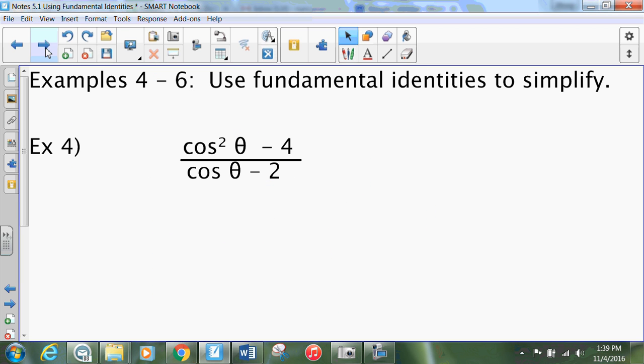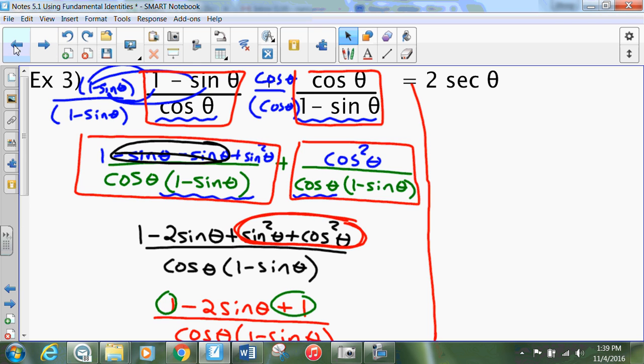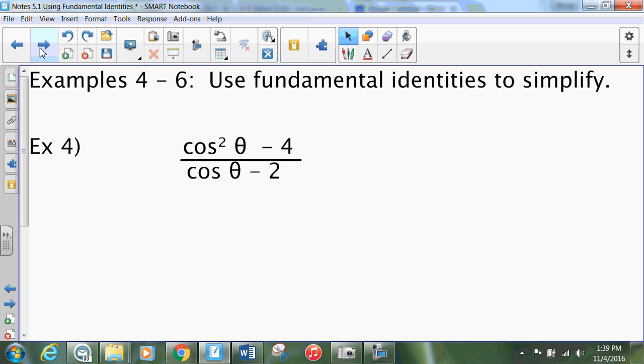Okay, now the next 3 examples we're just simplifying. So note our verifications had equal signs. When we were asked to verify, we always had an equal sign. When we're asked to simplify, there's no goal in mind. There's nothing on the right side. There's just a term, and we're asked to simplify it.